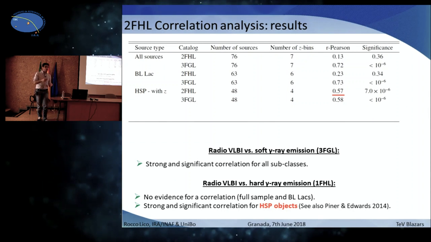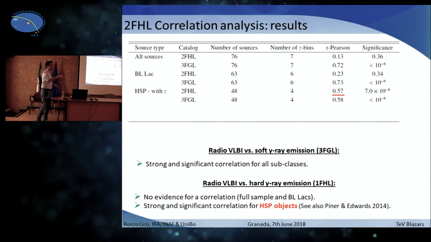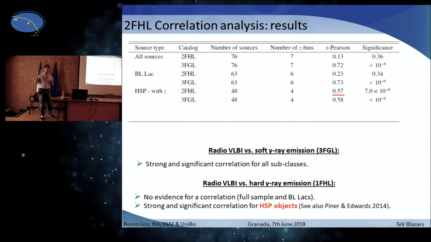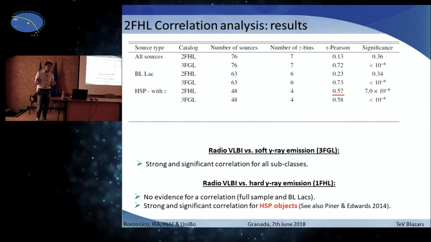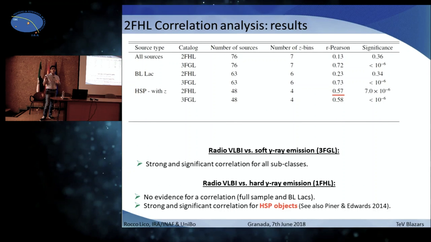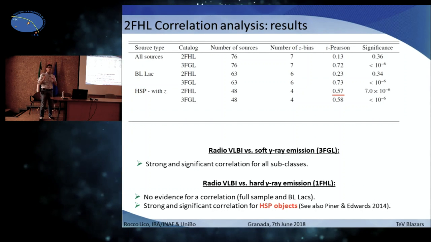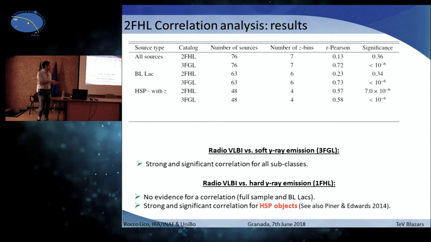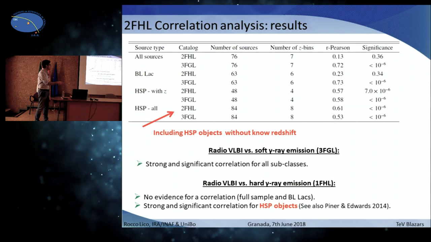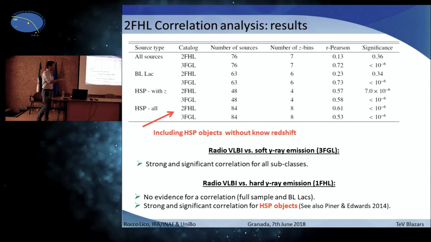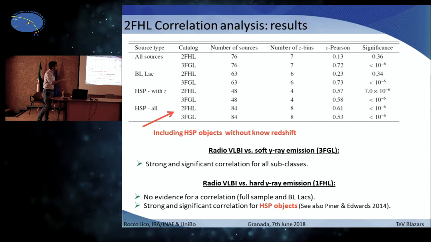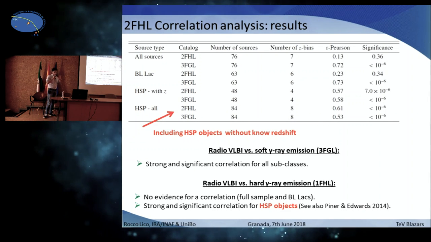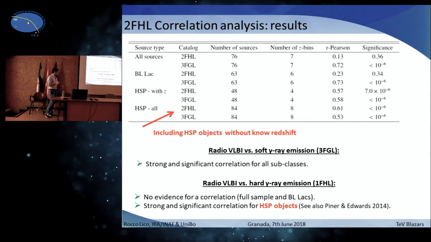In the case of asynchronous peaked blazars, a redshift is available here only for about half of them. What we did was include also those sources without any redshift estimation, by randomly selecting a value from those objects which have a redshift. In this way, we have a double number of sources by including such sources with no redshift. And we obtain again a strong and significant correlation also in this case. Okay, that was the nice result that we found.